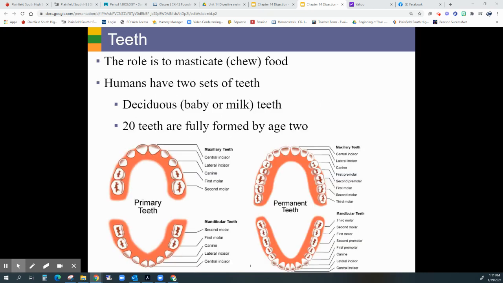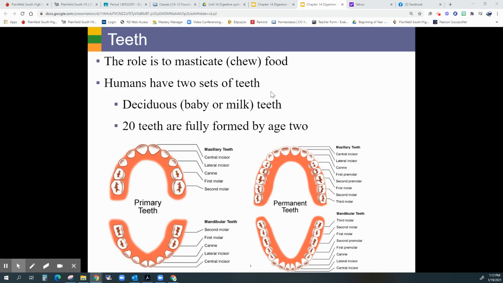Okay. Our next structures that we're going to look at in the role of digestion are the teeth, and they play really only a role in mastication, or chewing. They're in there to break this food down into smaller pieces and prepare that bolus so we can swallow it and get it to our stomach, so the stomach can do its main job. That's the main purpose of teeth.